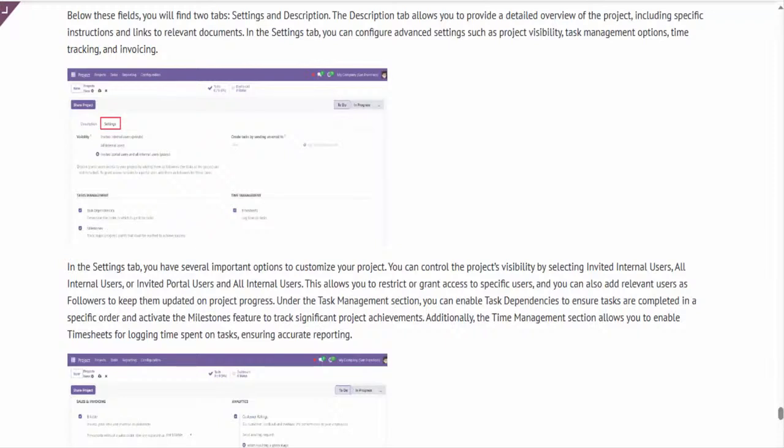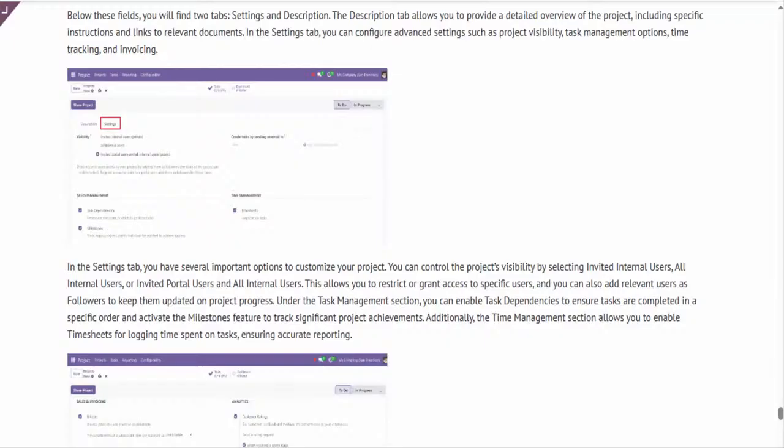In the Settings tab, you have several important options to customize your project. You can control the project's visibility by selecting Invited Internal Users, All Internal Users, or Invited Portal Users and All Internal Users. This allows you to restrict or grant access to specific users. And you can also add relevant users as followers to keep them updated on project progress.